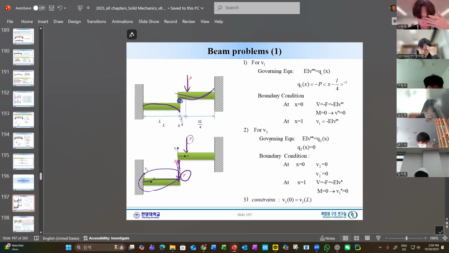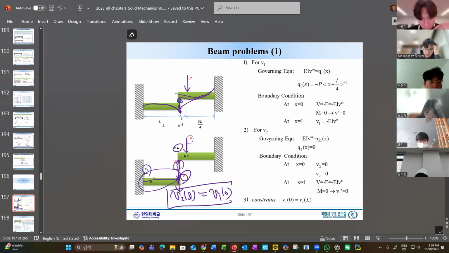How to solve that? Well, even though we don't know this F, what we know is that this much deflection and that much deflection will be the same. So let's say this is V1 and V2, and V2 at L, this deflection will be the same as V1 at 0. This is the one condition we have to use in solving this one. And this is the way we can get the unknown F.